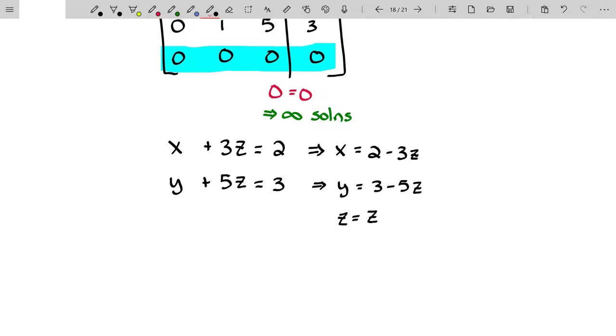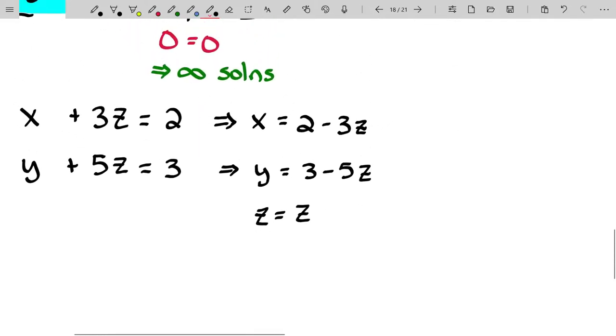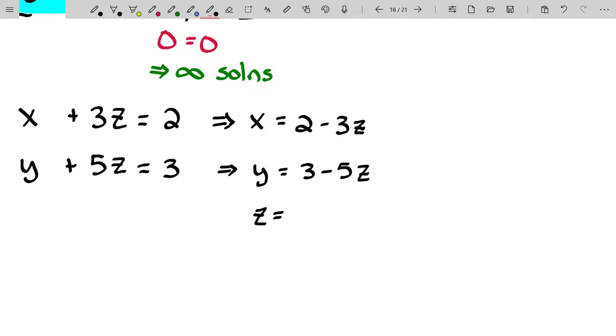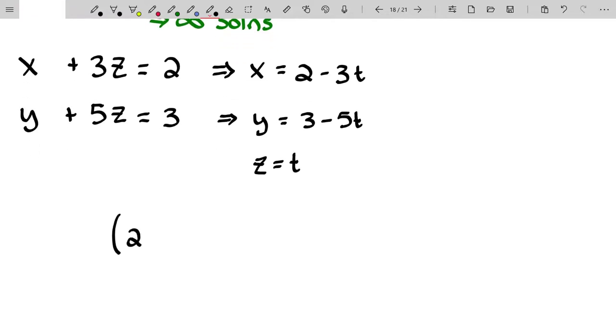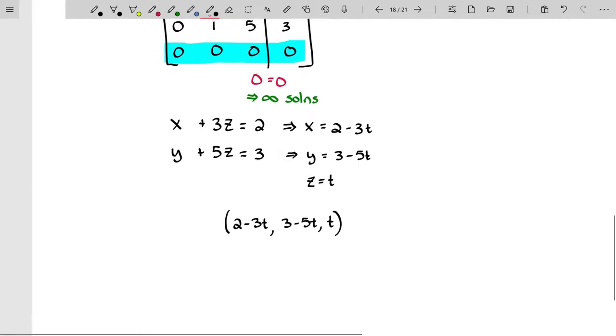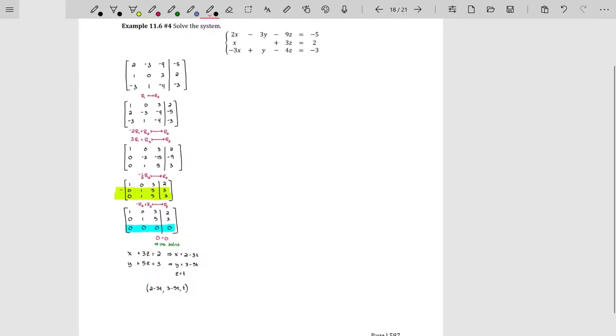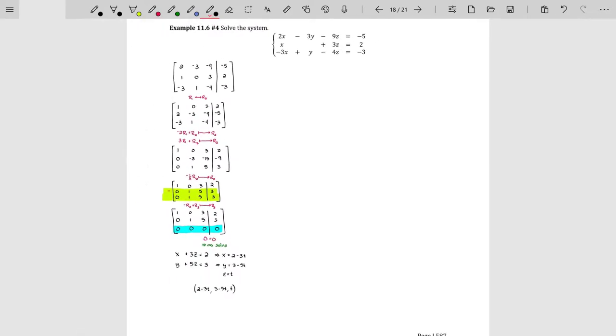However, most instructors will require that you do not write everything in terms of Z. Instead, they say please write everything in terms of T. So instead of Z's, I would say these are T's, that's all. That's a reparametrization. So your solution would be 2 minus 3T, 3 minus 5T, T, where T is allowed to be anything you want it to be. All X and Y will be determined once you determine what T is. That's how you solve a system using Gauss-Jordan elimination if it has an infinite number of solutions.